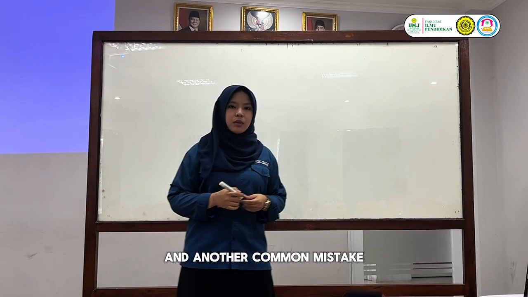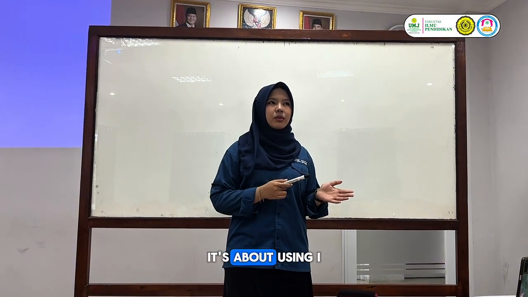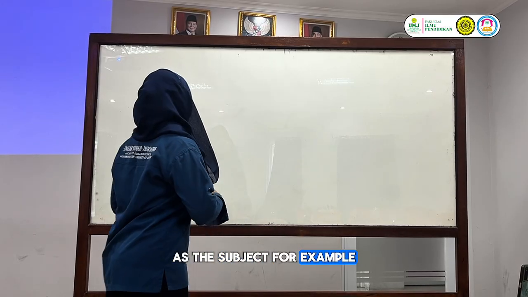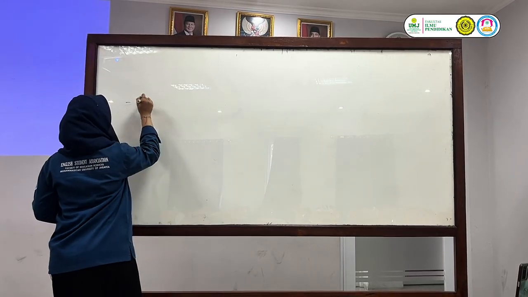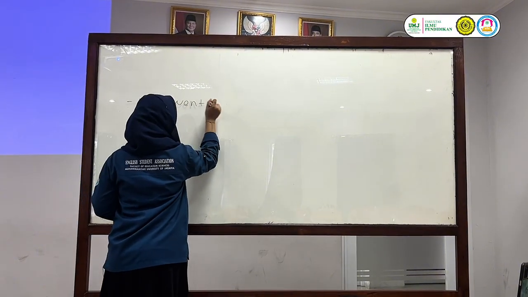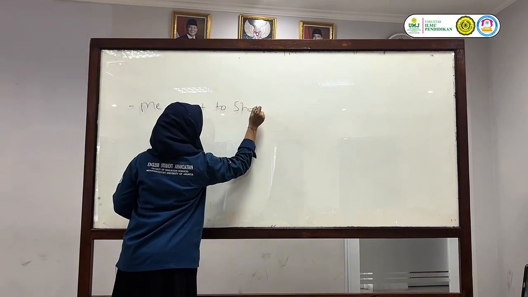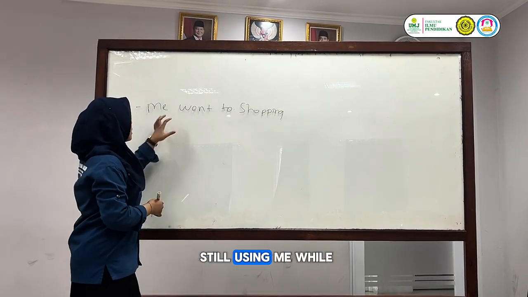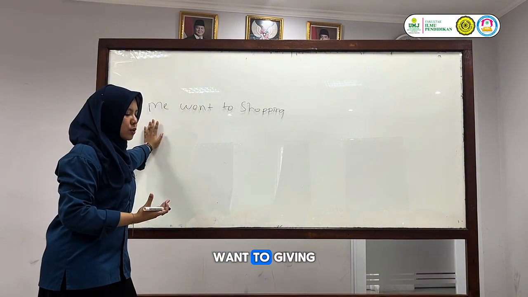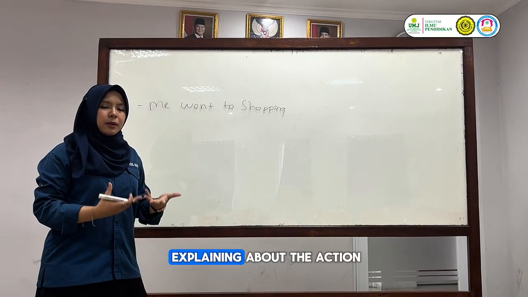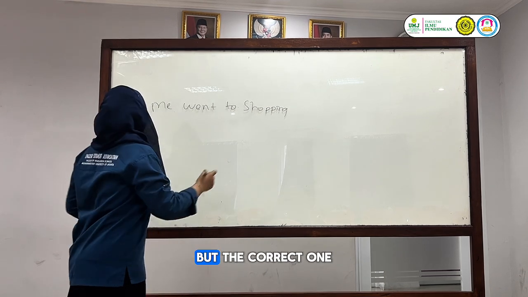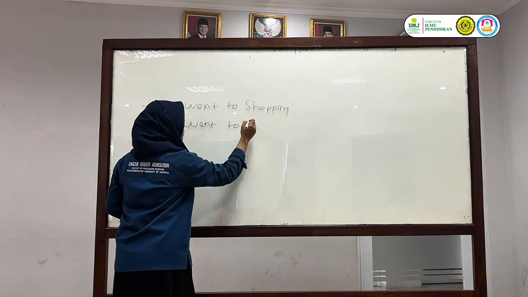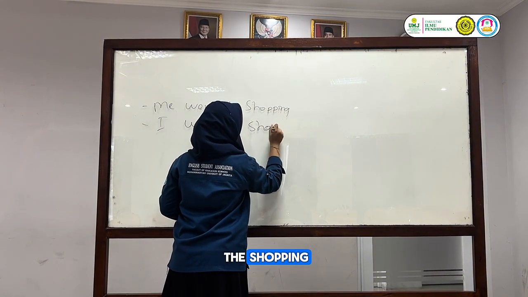Okay, and another common mistake, it's about using me instead of I as the subject. For example, me went to the shopping. I usually found that people, or maybe a person, still use me while they want to explain about the action. But the correct one is I went to shopping, or to the shopping.